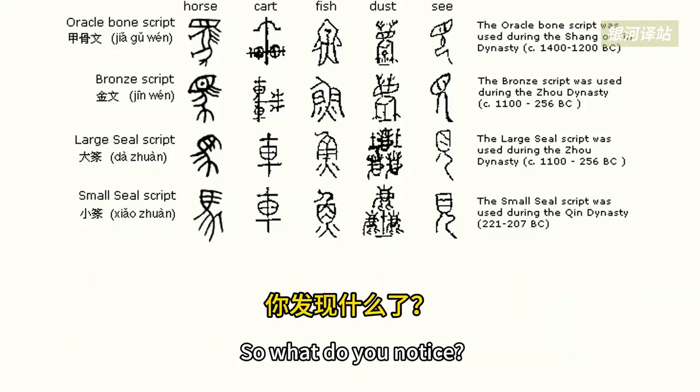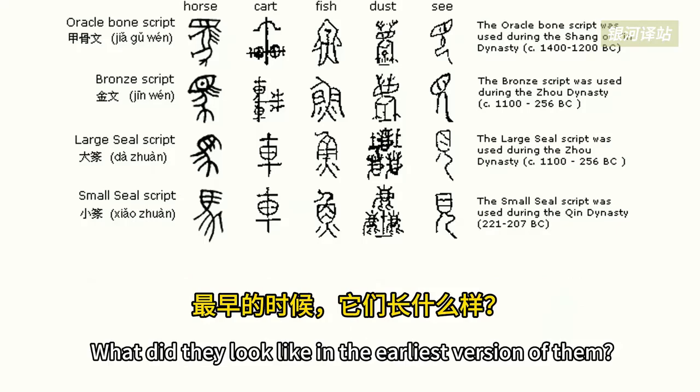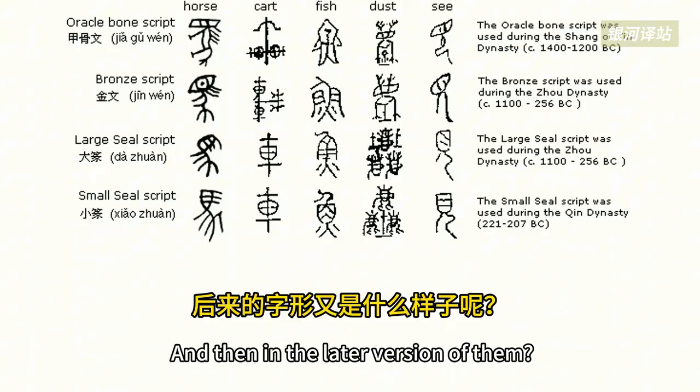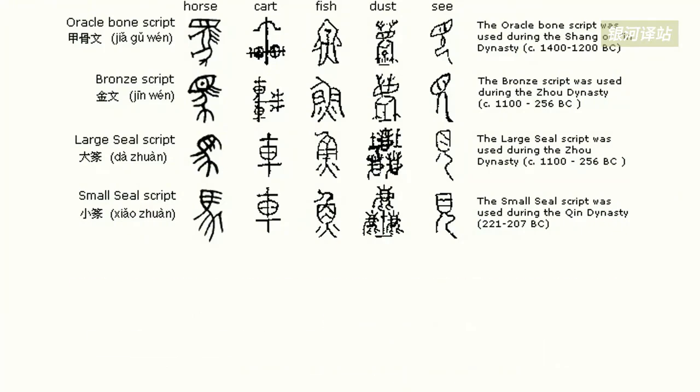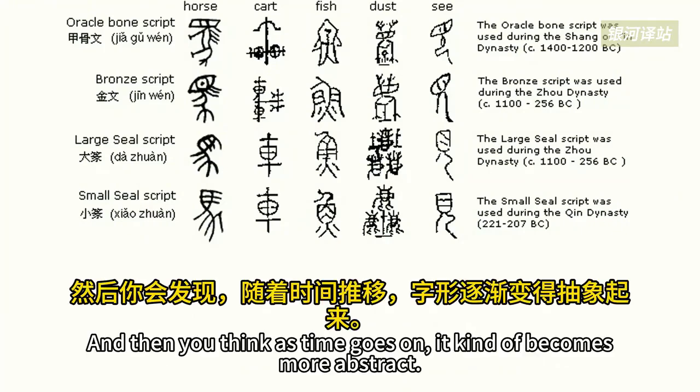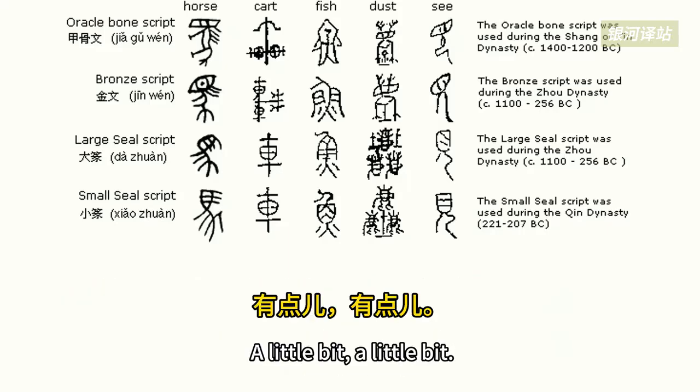So what do you notice? What did they look like in the earliest version of them, and then in the later version of them? This version looks like they're just drawing pictures to represent the actual objects they're attributed to. Right, and then as time goes on, it becomes more abstract. Yeah, a little bit.